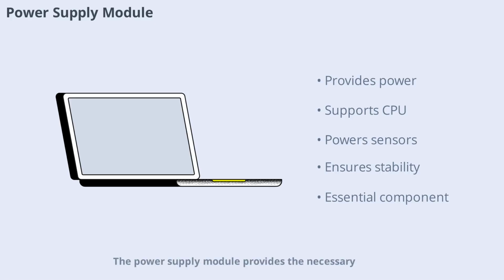The power supply module provides the necessary power for the PLC's CPU and other components. It also powers sensors and low-power actuators connected to the I/O modules. Reliable power is essential for consistent operation, especially in industrial environments where interruptions can lead to downtime. The power supply ensures that all parts of the PLC function smoothly, maintaining system stability.